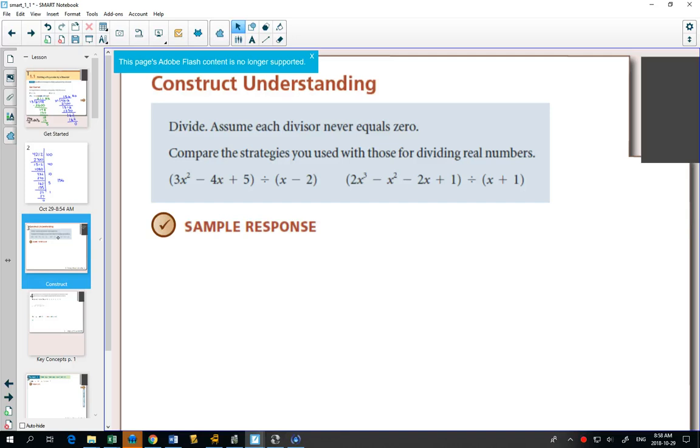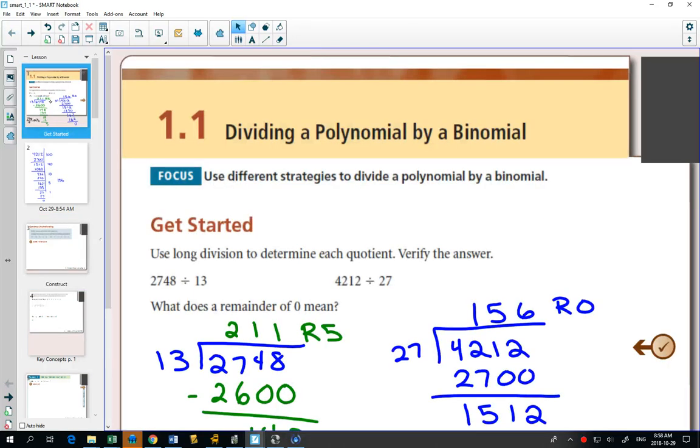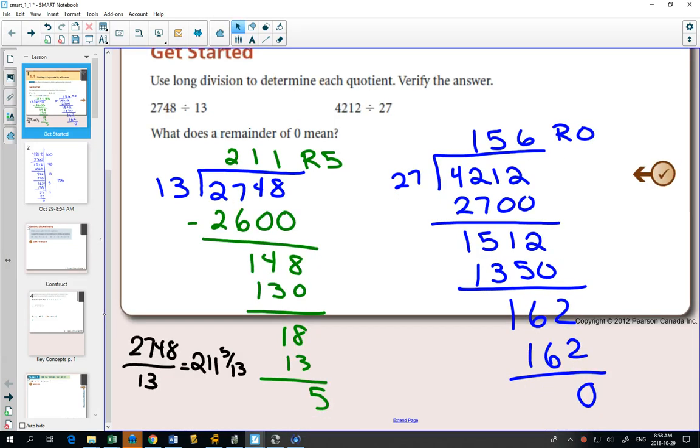We can answer the question, what does a remainder of 0 mean? We did sort of already. It means that it works perfectly, right? That 4,212 divided by 27 is exactly 156. But when you have a remainder, which we wrote the answer in black here, it means whatever's left still needs to be divided by 13. So 2,748 does not divide perfectly by 13. It still has a little bit left.